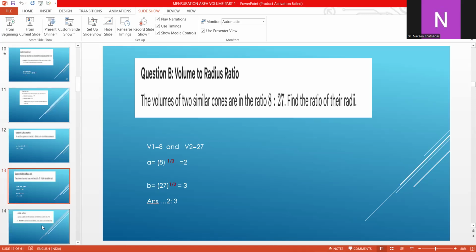In the same way, they can change the question like volume to radius ratio. Now they have given you volume in this question. The volumes of two similar cones are in the ratio 8 ratio 27. You're supposed to find the ratio of the radius. See, the volume they have given is 8 and the other volume they have given is 27.